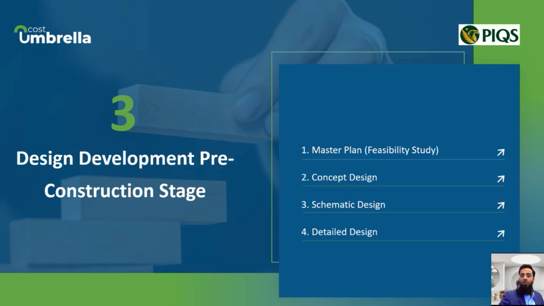Okay, let's move on to phase 2 of the project lifecycle, which is the design development pre-construction stage. As you can see on the slide, this is where we move from initial concept to well-defined and actionable plan. This phase is critical, focused on developing detailed design, creating comprehensive documentation, and laying the groundwork for successful construction. We will be breaking this down into 4 key stages shown on the right side of the slide. And these stages are master plan, concept design, schematic design, detailed design. Each of these will be covered in more detail on the following slides.